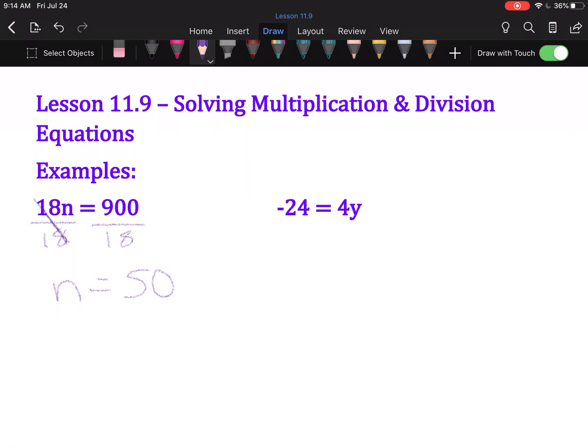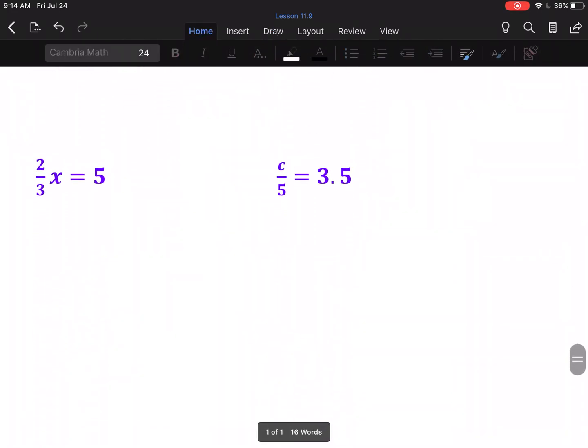For my next equation, I have negative 24 equals 4y. 4y is multiplication, so I will divide both sides by 4 to get y by itself. 24 divided by 4 is 6. Those have different signs, so negative 6 is equal to y.